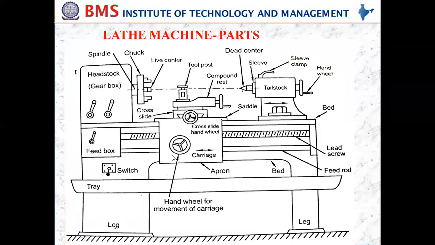Okay, and the carriage. One more is the feed rod. This is called a feed rod, and the lead screw. Lead screw. These are the parts we are majorly going to talk about. So bed. First we'll go with the bed.